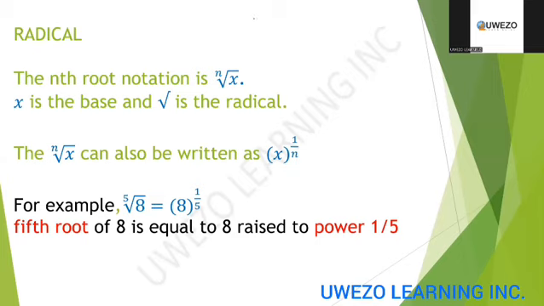The general form of a radical is nth root of x, where again x is the base and nth root is the radical. Nth root of x can also be written as x to the power 1 over n. For example, if we have fifth root of 8, we can rewrite it as 8 to the power 1 over 5.